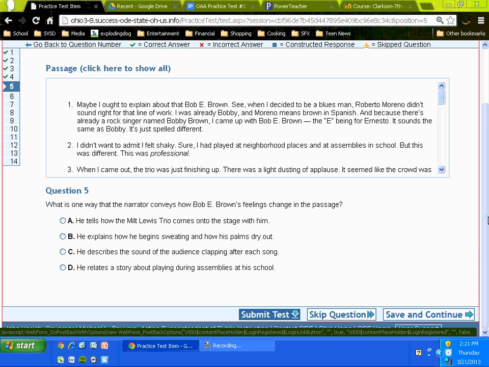Kurt, A or B? What's the correct answer? The Milt Lewis trio comes onto stage with him, and that shows what? His nervousness or his comfort? It doesn't show either. Take a look at B. Mark, explain why B is the correct answer. Because it shows that he's nervous. Palm sweating shows nervousness, palms drying out shows confidence. So Aisha's change from nervous to comfortable is borne out by B, sweating to not sweating.